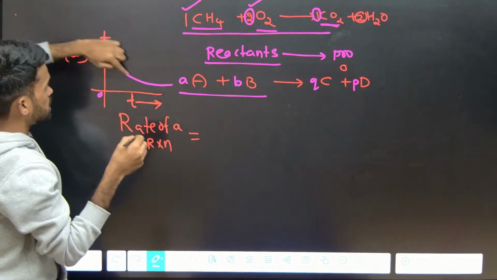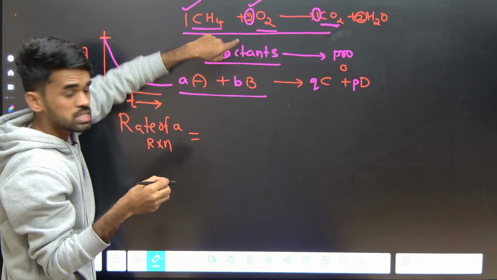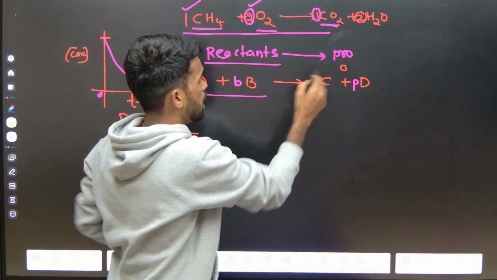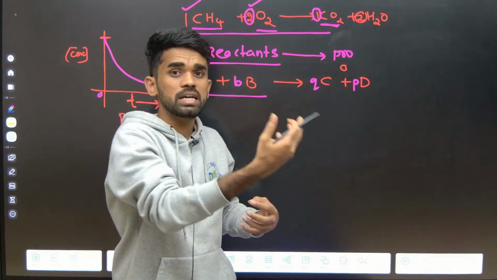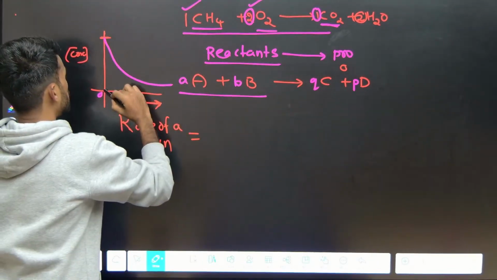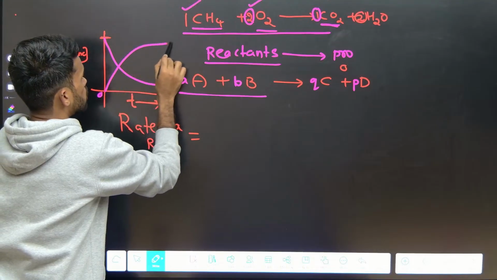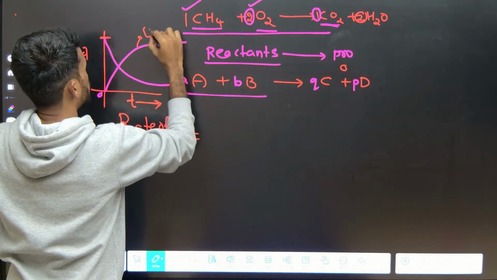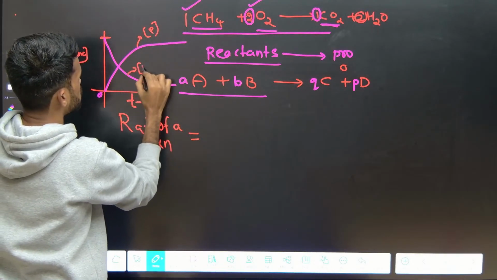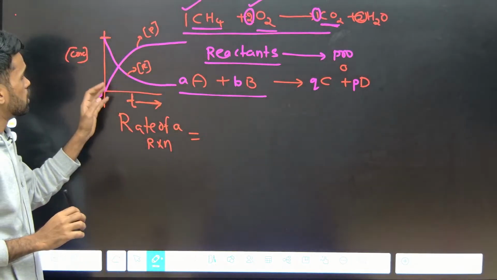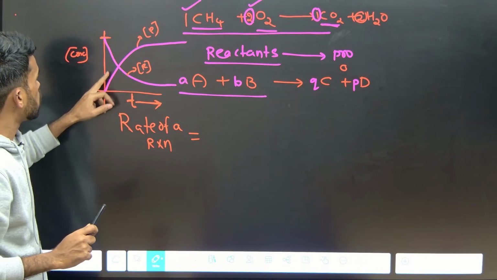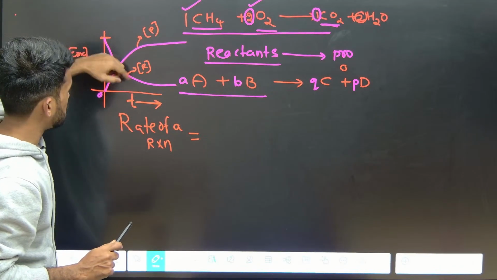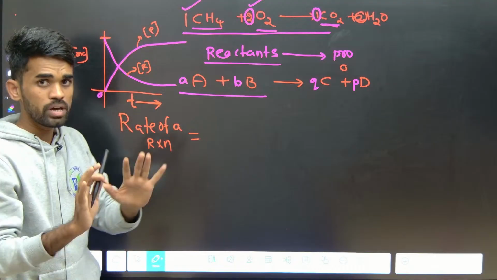So this curve indicates the concentration change with respect to time for this reactant. Similarly, the concentration of product increases as time goes on. Initially it will be 0 and it goes on like this. The upper curve indicates the concentration of product and the lower curve indicates the concentration of reactant. So this graph clearly says the concentration of product increases with time and the concentration of reactant decreases with time. Okay, hope this is clear.